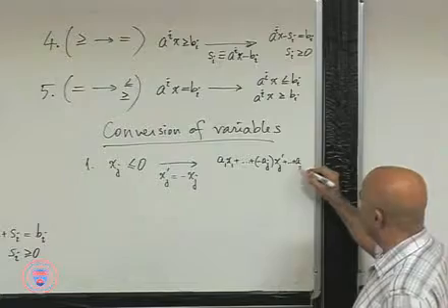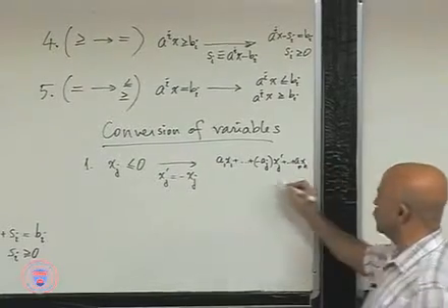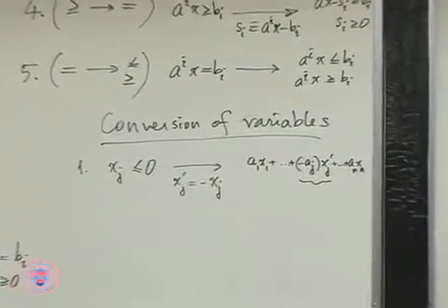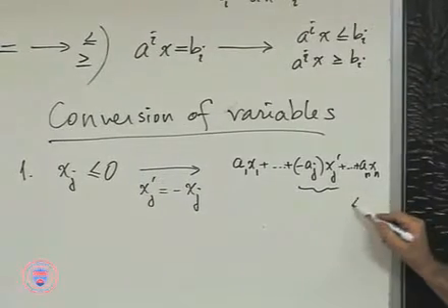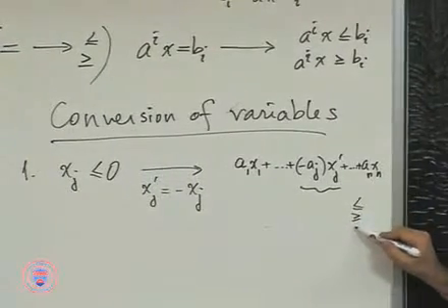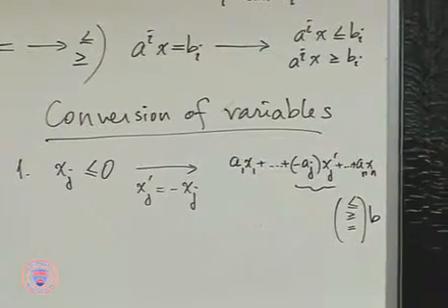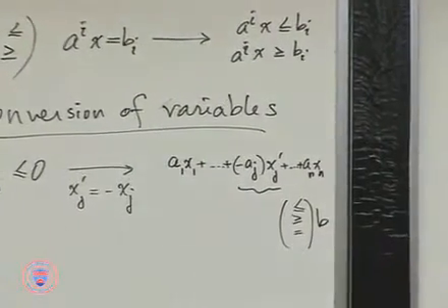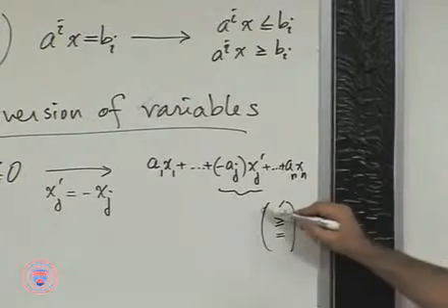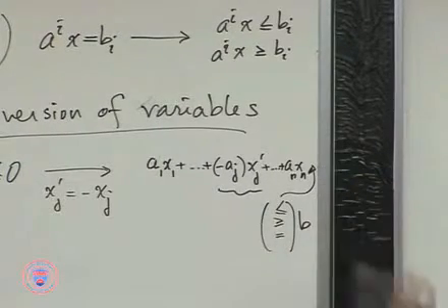up to the last one. So the other ones don't change. This is the only one that changes here. And then, of course, the right-hand side could be any of these things, equal to, less than or equal to, or greater than or equal to b. Okay? I don't have space, but this goes here, of course. Okay?